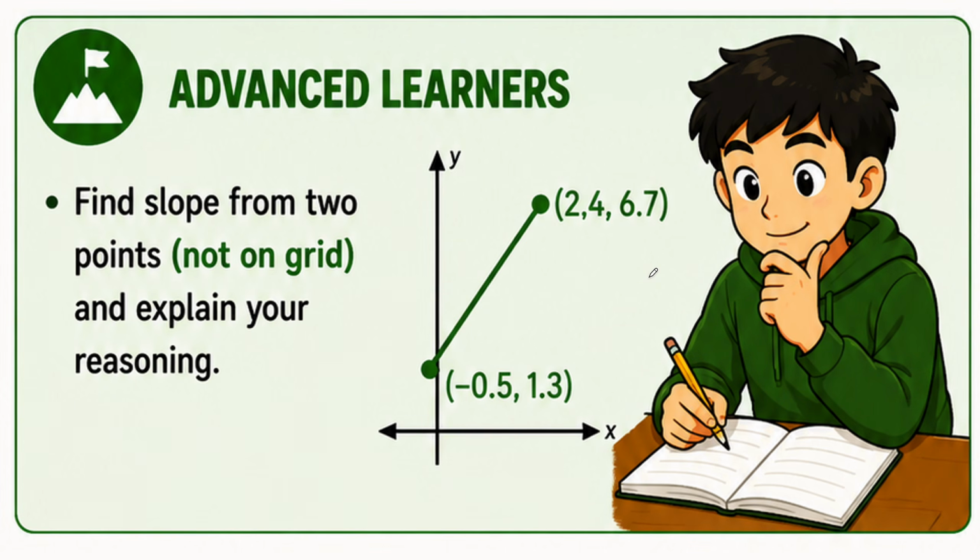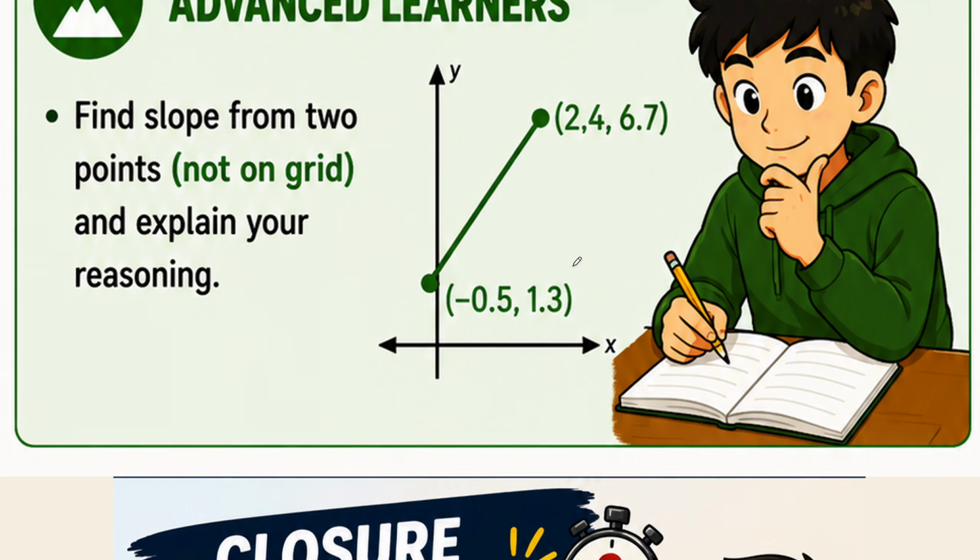And for the advanced learner, find slopes from 2 points not on grid and explain your reasoning. Dito, explain your reasoning nyo ha. So, we have negative 0.5, 1, and 1.3, 2.4, to 2.4 and 6.7. That's for the advanced learner. And you have to find the slope as well.